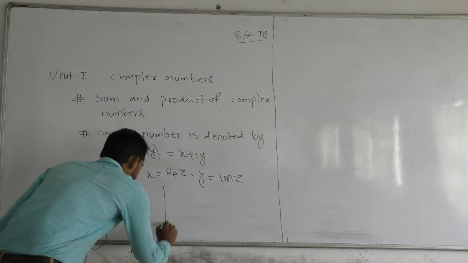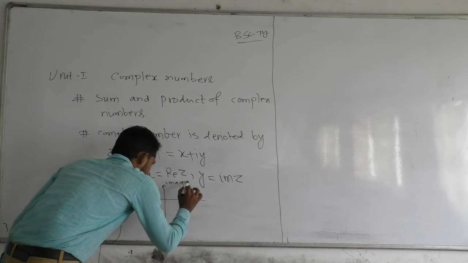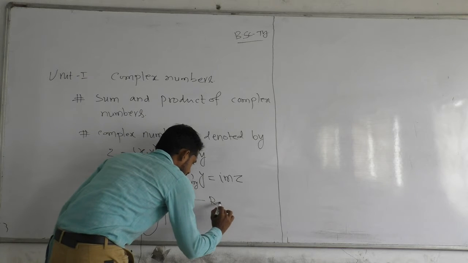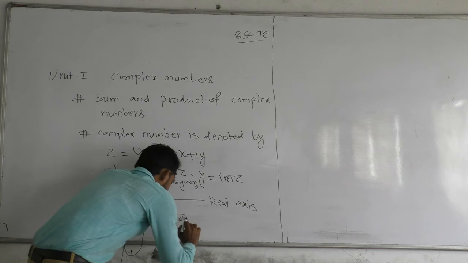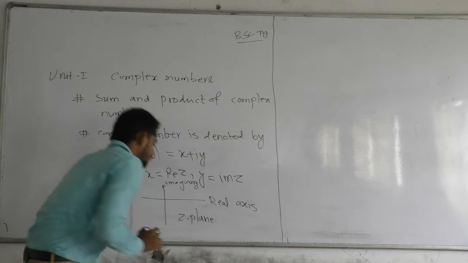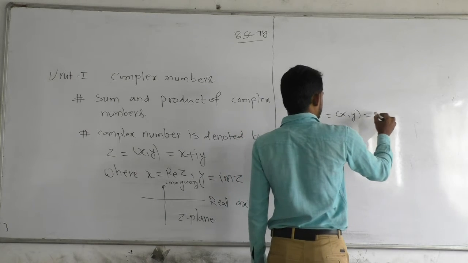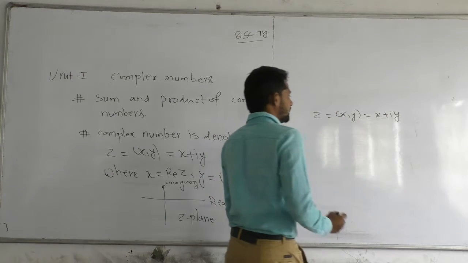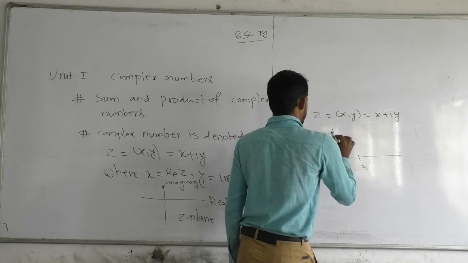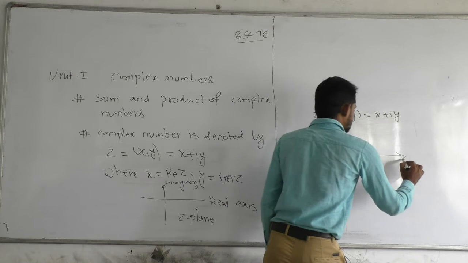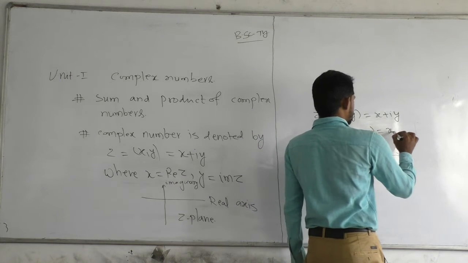Also we can draw a z plane. So this is the imaginary axis. This is the real axis, and this plane is called the z plane. So a point on the z plane can be denoted as the point x comma y is equal to x plus iy. So this is x, this is y, this is the imaginary axis, this is the real axis. So the point x comma y is denoted like this on the z plane.